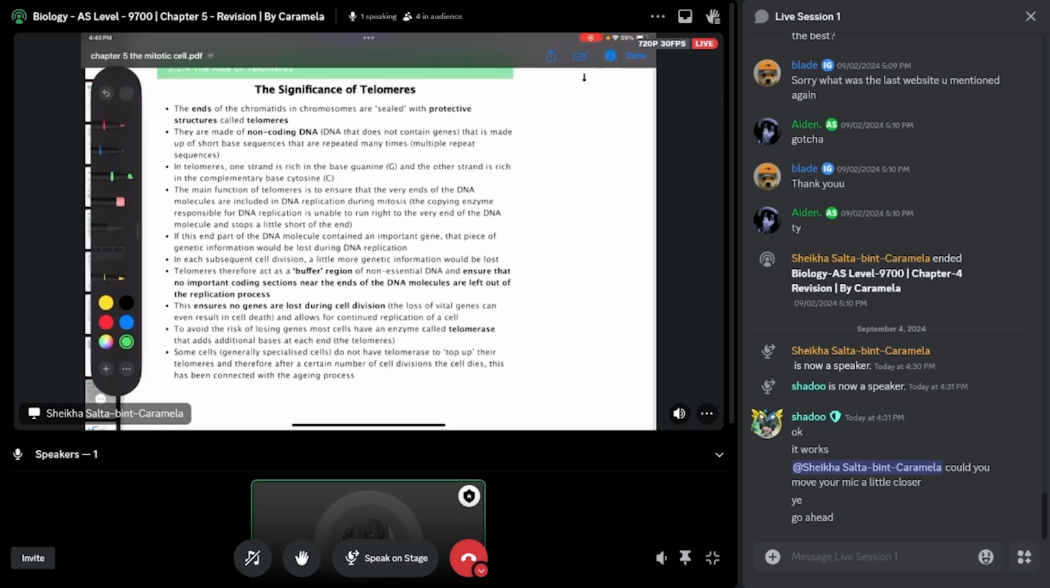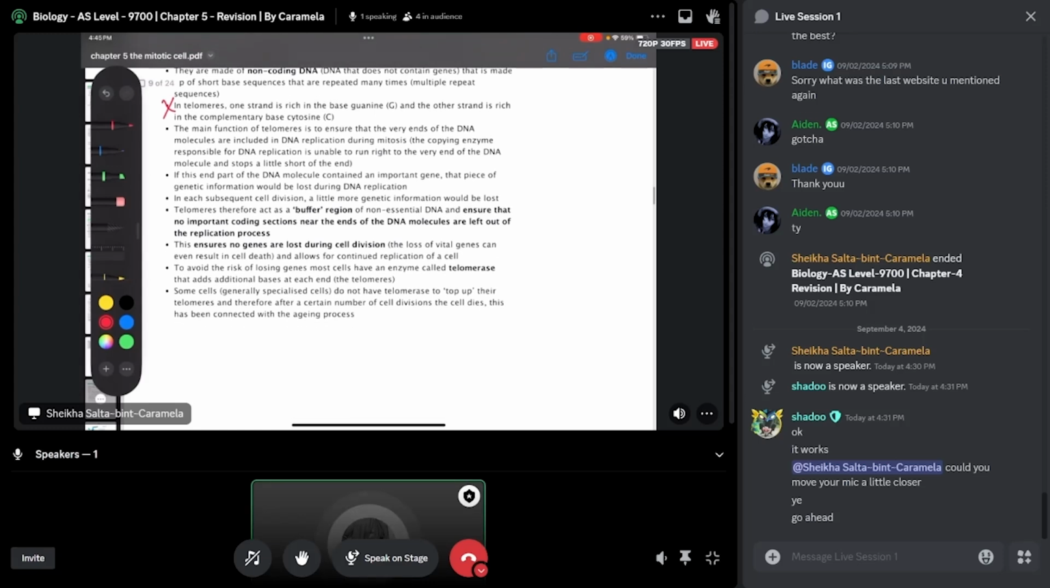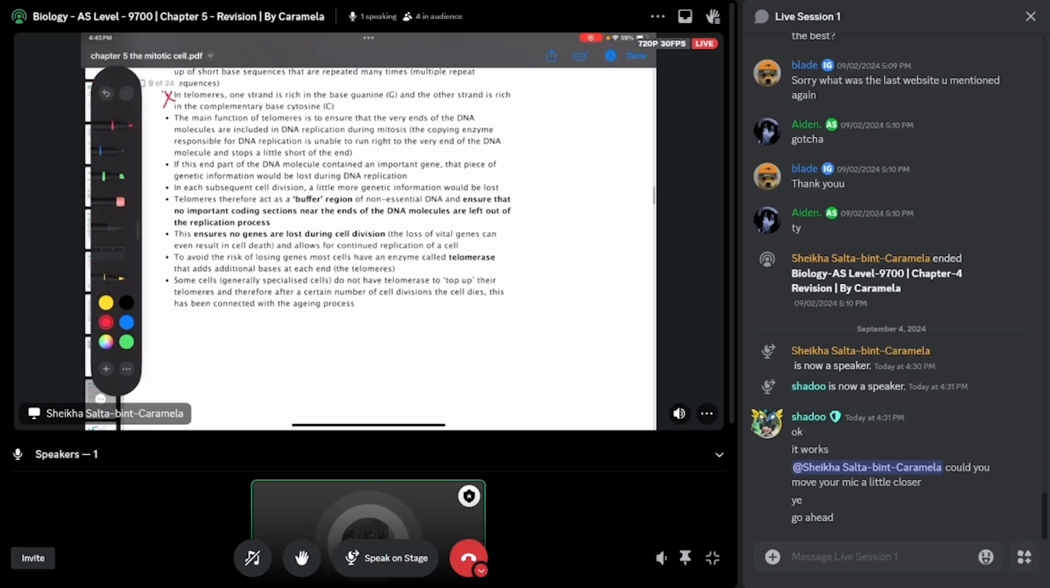In telomeres, one strand is rich in the base guanine and the other strand is rich in the complementary base cytosine. Now, you don't need to learn this point, it's just extra information. The main function, as I told you, is just to protect the ends. After every cycle, the telomere will shorten. Instead of the useful genes in the DNA molecule being affected, the telomere will just cut down in size. So after enough cell cycles, the cell would eventually die, right?